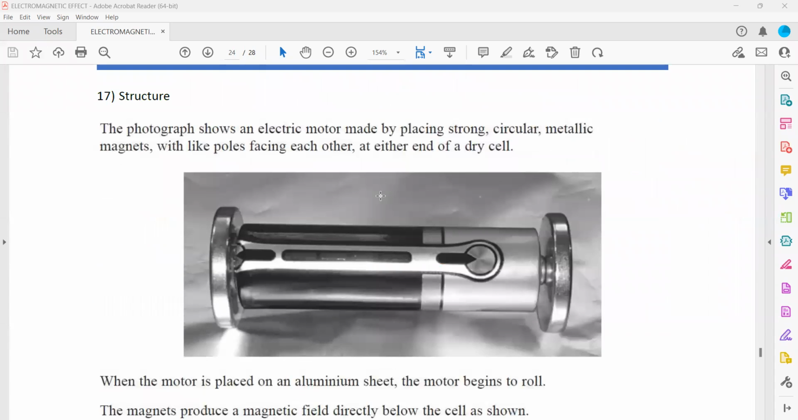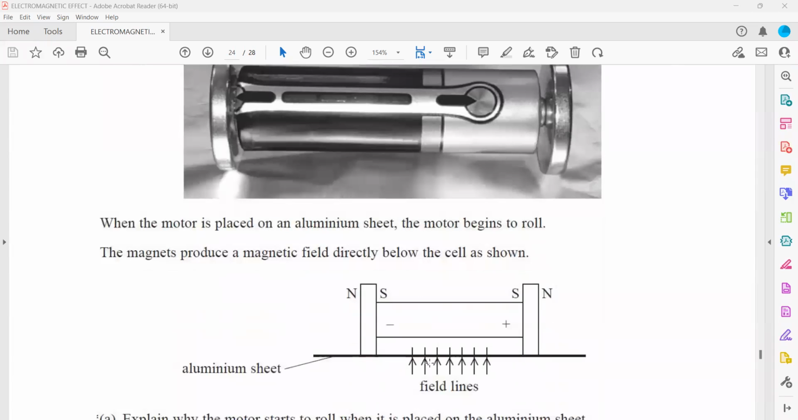In question 17, the photograph shows an electric motor. This is an electric motor made by placing strong circular metallic magnets with the like poles facing each other at either end of a dry cell. So there is a dry cell, and there are permanent magnets where identical poles are there. This is how the magnetic field is, because like poles repel each other.